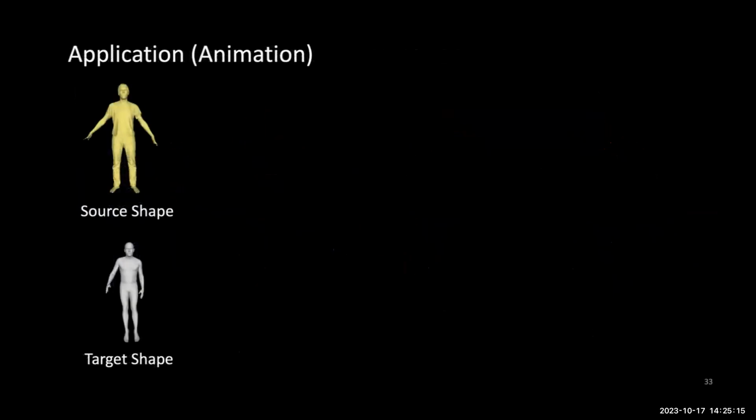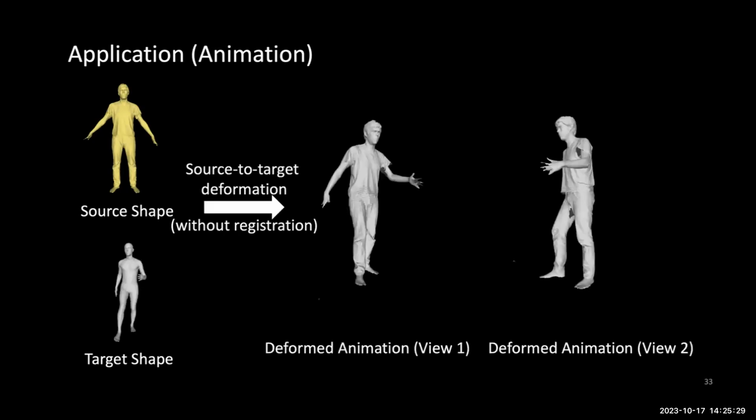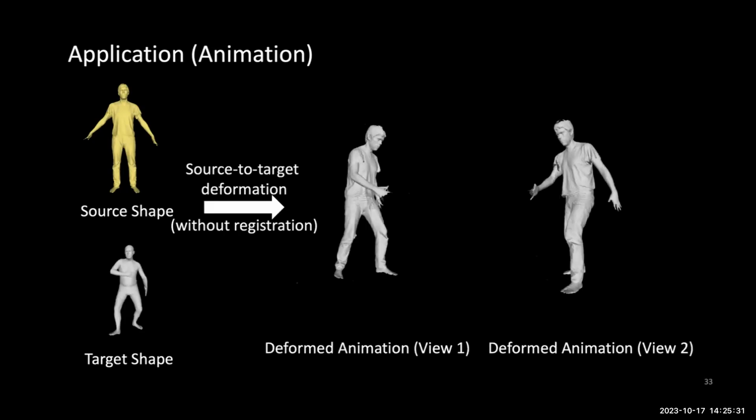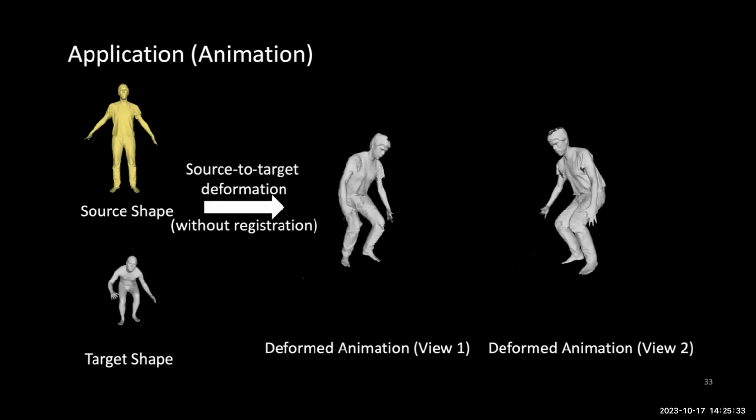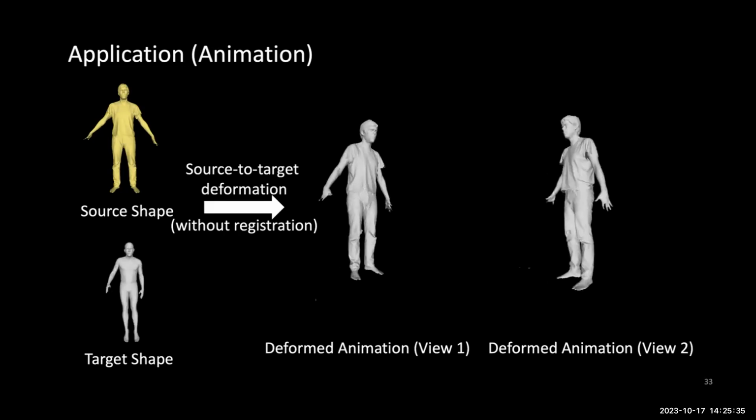A final application is that now we can scan a realistic source shape and, using the target shape from simple parameters, generate an animation. So without any registration, we're able to animate this realistic source scan data. And these are 2 views for this animation.